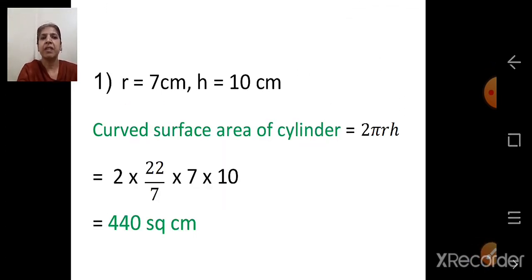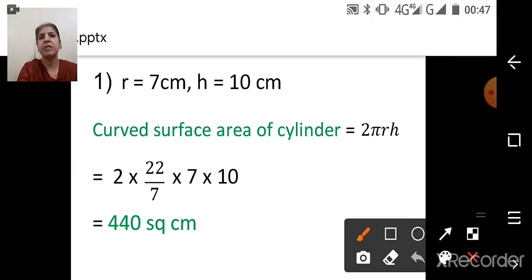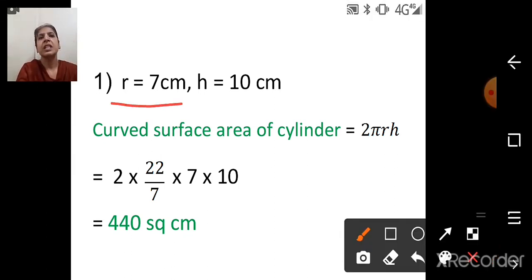First we will write the given, and that is r. For radius we write r. So r is equal to 7 centimeter and h is equal to 10 centimeter. It is given. So first thing we will find curved surface area of cylinder. So write curved surface area of cylinder is equal to, write the formula 2 pi r h. Then we will substitute the values: 2 and value of pi. And what is the value of pi? Yes, 22 upon 7 into 7, radius is 7, into 10.